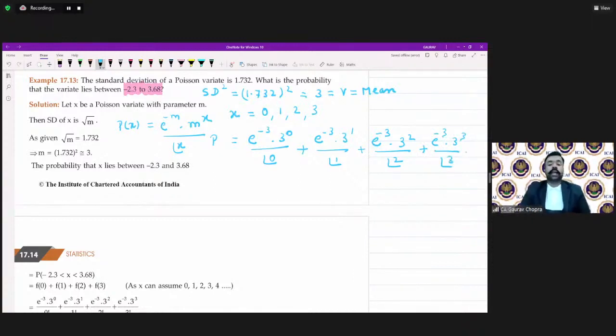So now we have applied the formula and we can take common. E to the power -3 is common here. So what we are getting: 1 plus 3, plus 3 square is 9, 9 divided by 2 is 4.5. And then 3 cube is 27, and 27 divided by 3 factorial, which is 6. So how much we are getting? 4.5.